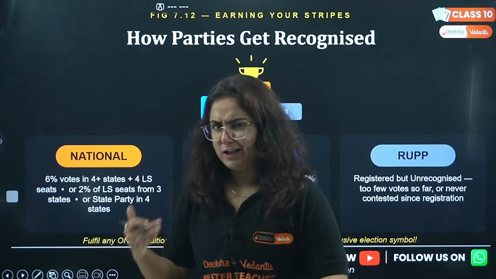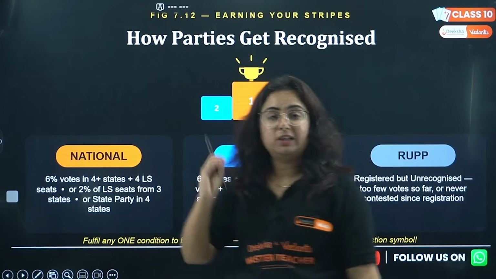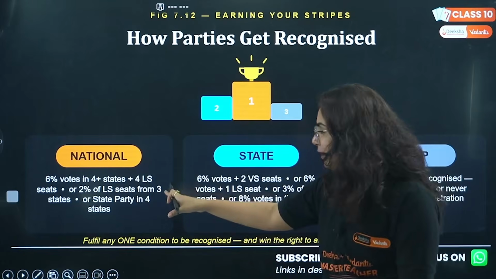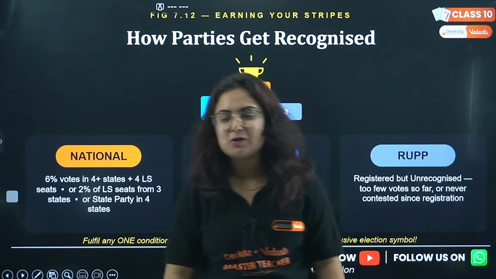For sure, there are a lot more. Name them. So, 6%, if any political party, there are criteria also. This was part of your class 10 syllabus, right? I think they are going to change the book next year also.